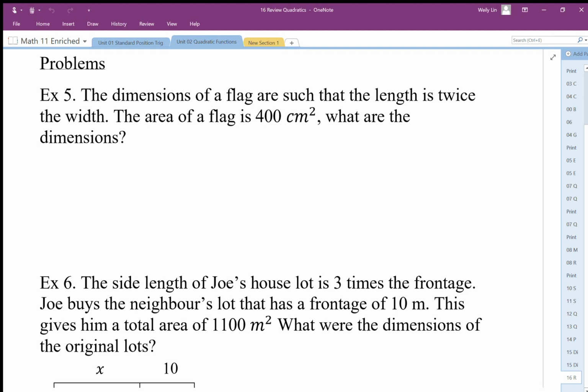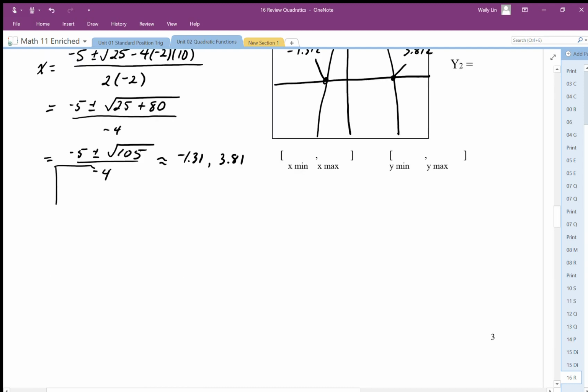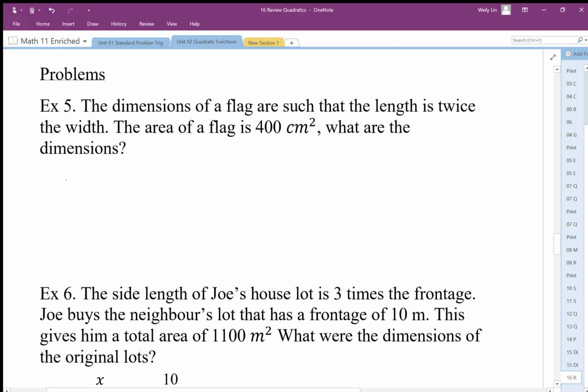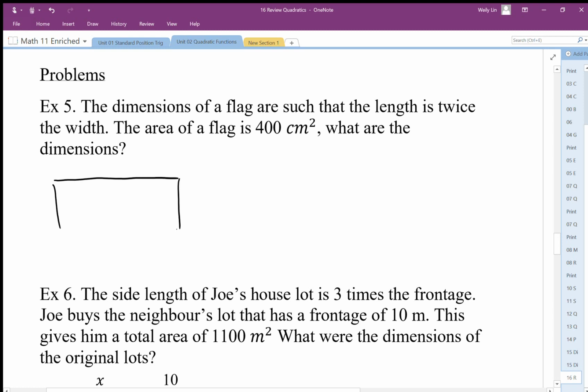The dimensions of our flag are such that the length is twice the width. When we can, we should often try to draw a picture of this. So I'm going to draw a picture, where the length is twice the width. Now, what are the dimensions? That last sentence often indicates what your unknowns, or your variables, are going to be. So we don't know what the dimensions are, so we should let one of the length and widths be x.